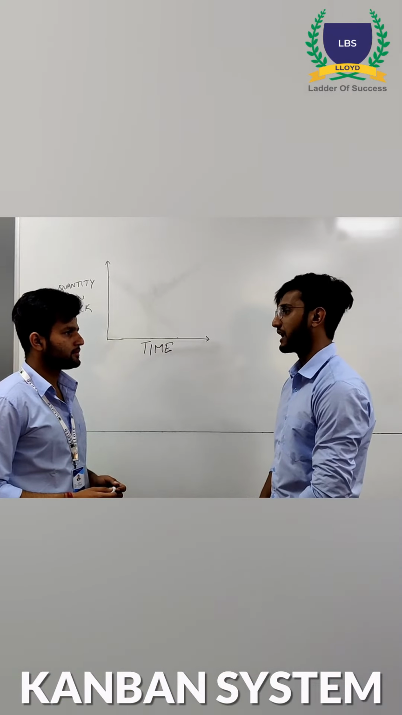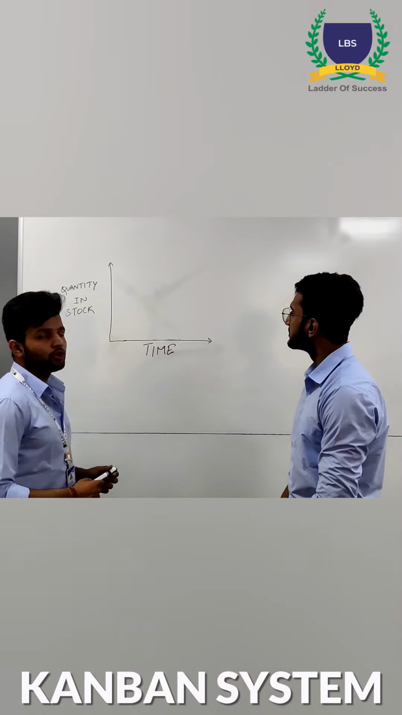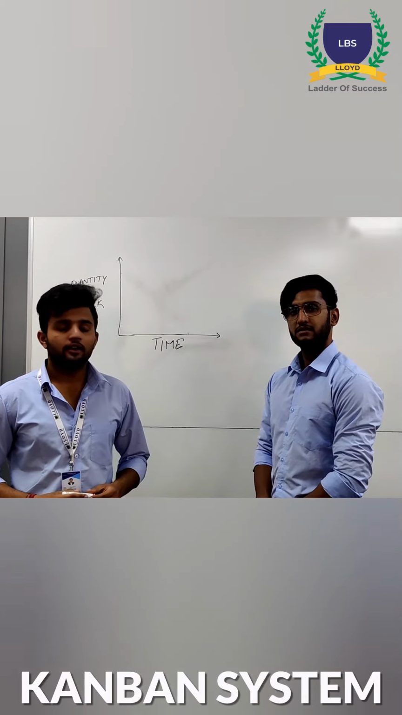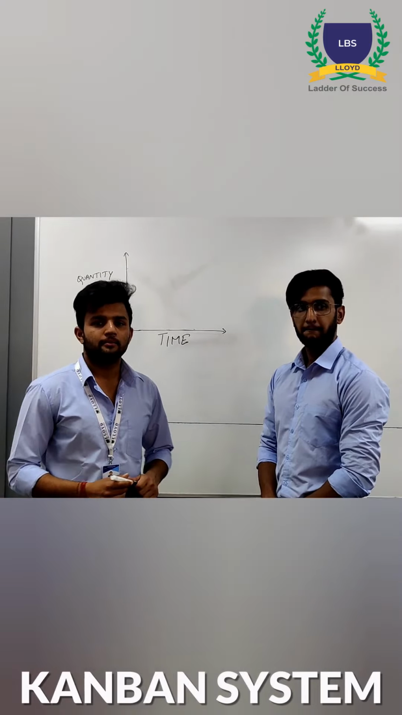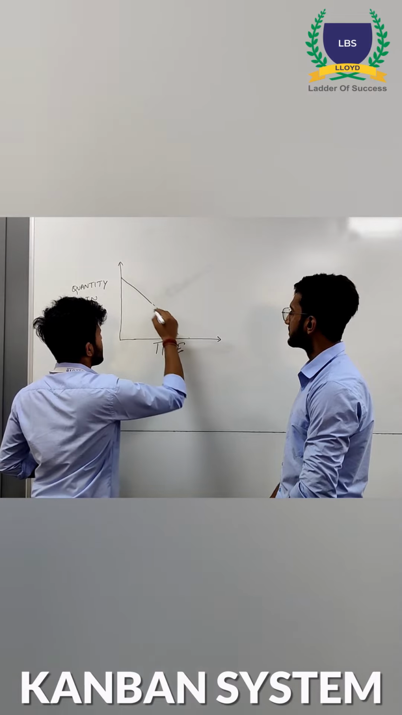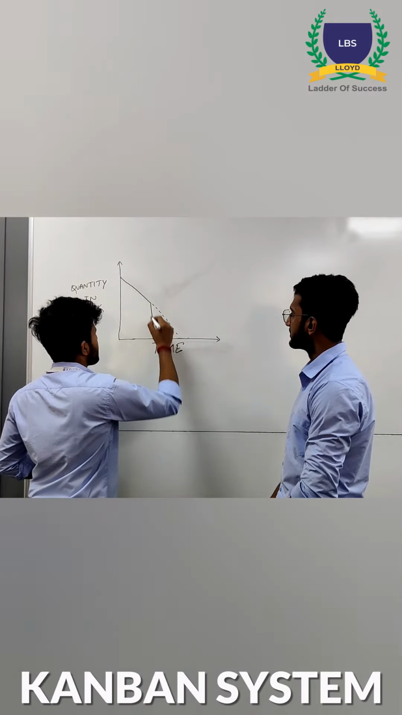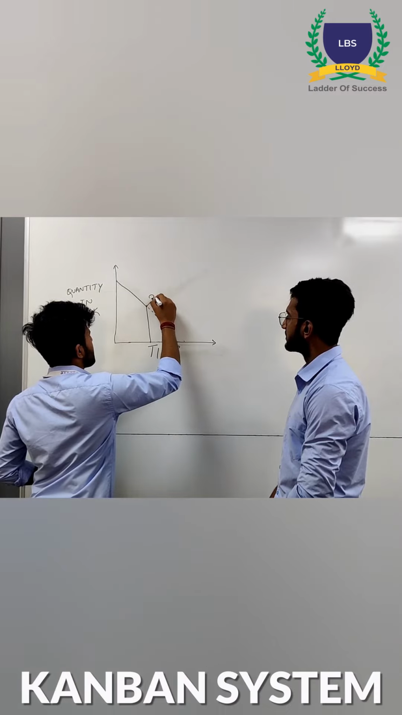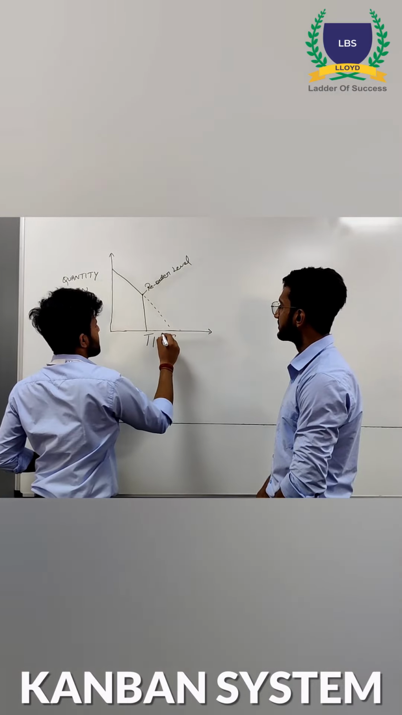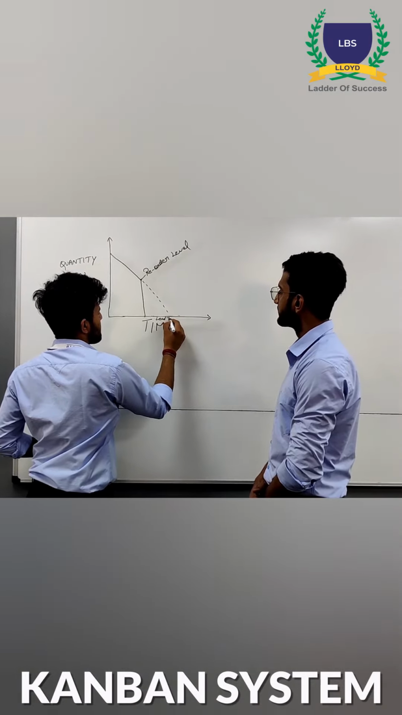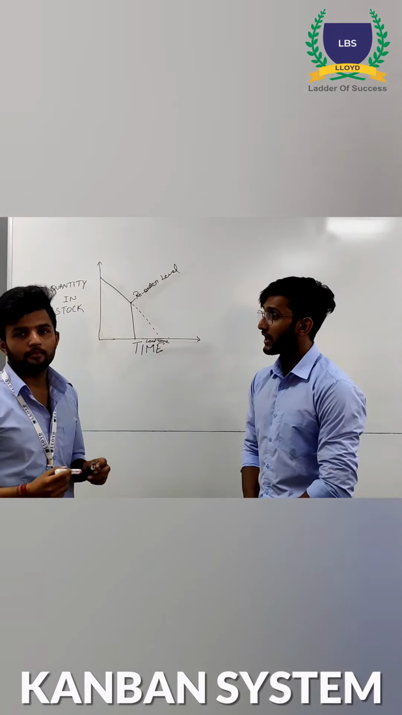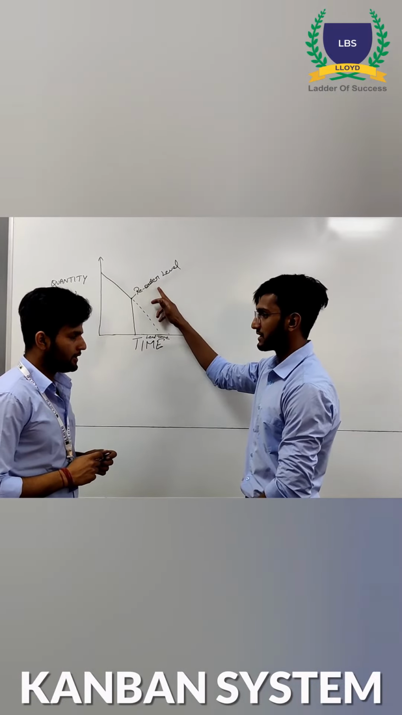How will you calculate reorder level? As the consumption increases, the quantity in stock will decrease, and at some point of time you have to reorder, and the reorder level will be decided with the help of lead time. So this would be your reorder level and this is your lead time. Okay, so this is a lead time and this is a reorder level. Yes. Okay.